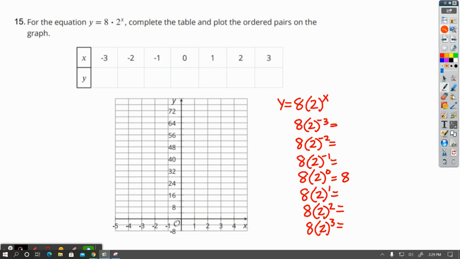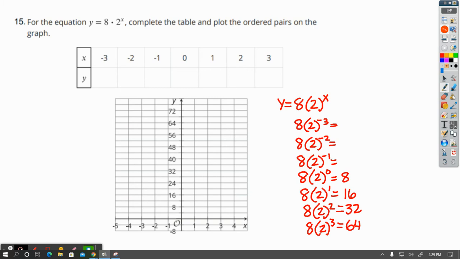And since I know it's doubling, because my growth factor is 2, if I multiply 8 times 2, I get 16. If I multiply that by 2, I get 32. If I multiply that by 2, I get 64. And negatives don't make my answers negative. It means I'm going backwards in time. So if I'm not doubling, I'm cutting it in half.